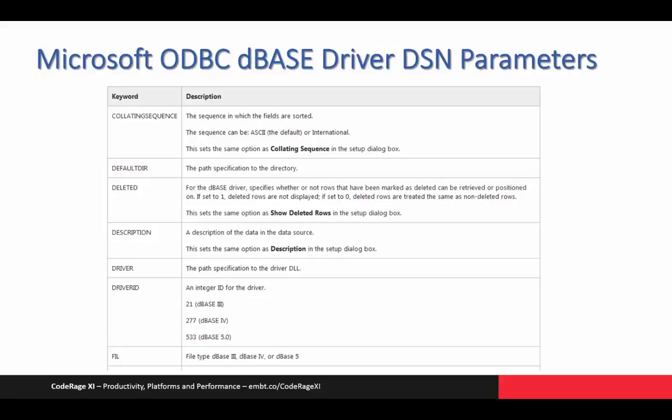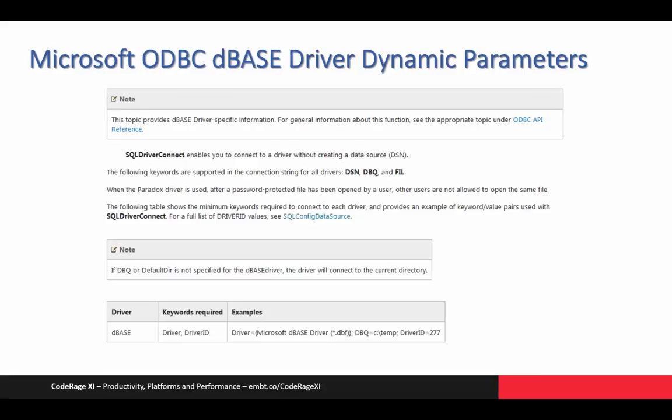These are the DSN parameters that you must configure to create an ODBC dBase driver connection. You go to the ODBC 32-bit administrator and create a data source name, a DSN. And these are the main options that you can set for a DSN connection. But also you can create an ODBC connection on the fly. And this is the way FireThatTable works.